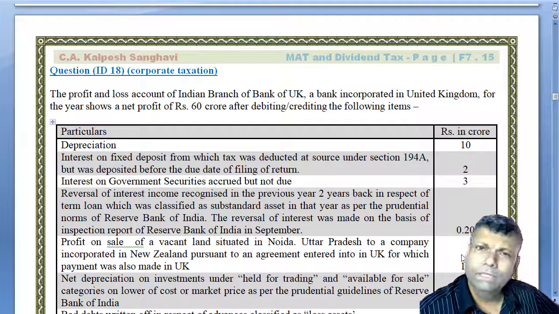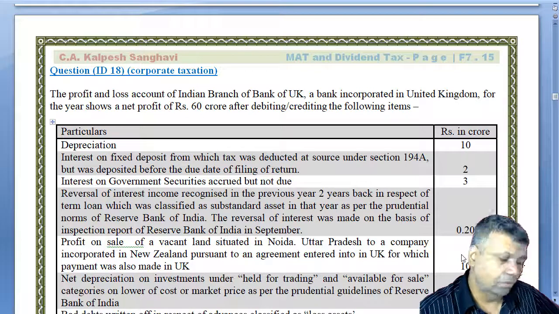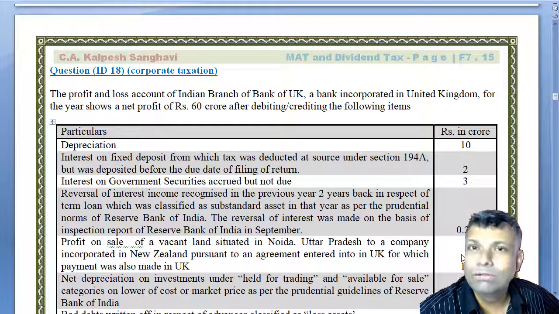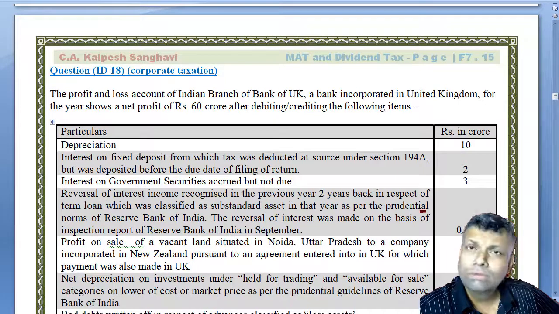This can also be taken as a question for international taxation because it involves a foreign company, a foreign branch, and that kind of situation. So wherever the word foreign or foreign company comes, all these questions can be included in the international taxation chapter also. So friends, come to this particular page and let me read the question first.